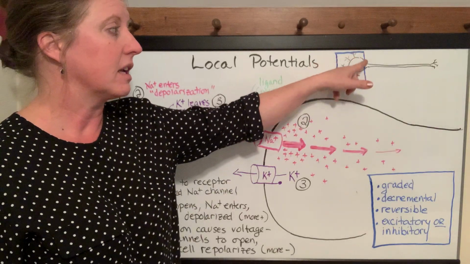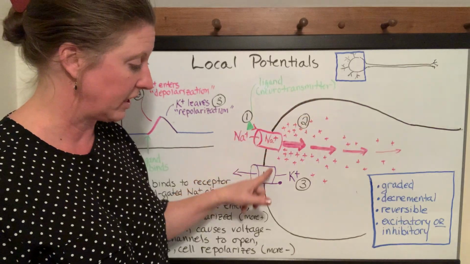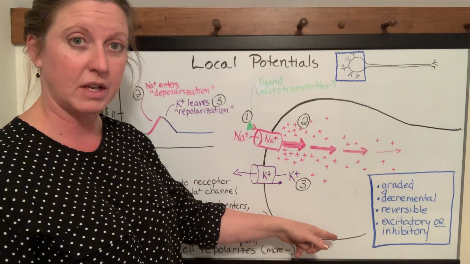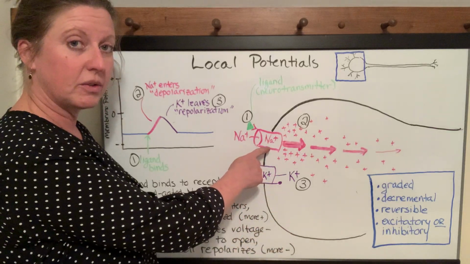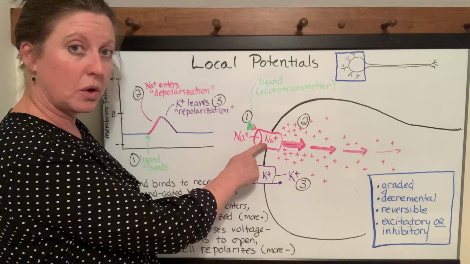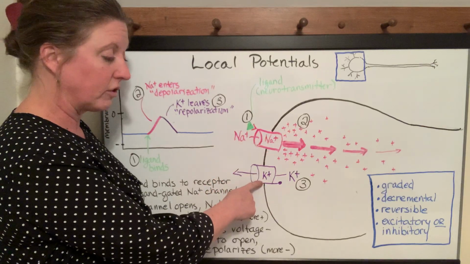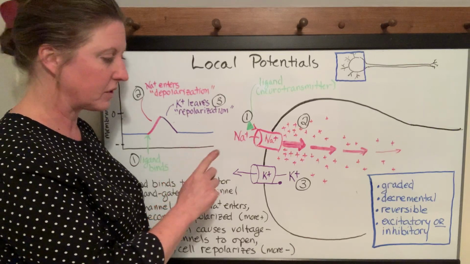So I've taken a section of a neuron, just the soma and the dendrites, and I've drawn it here without the dendrites because it makes it easier to see. And I've put two channels in the membrane of this neuron. One is called a ligand-gated sodium channel, and one is called a voltage-gated potassium channel. So let me say a few words about that first.